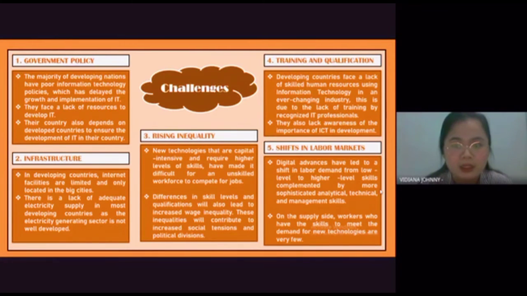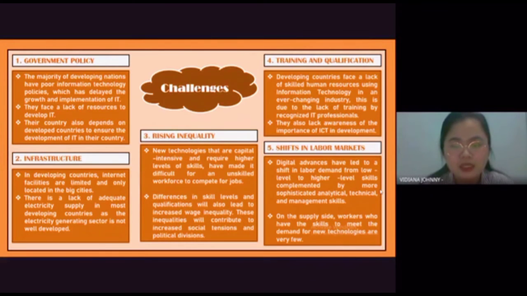Fourthly, training and qualification. Developing countries face a lack of skilled human resources using information technology in an ever-changing industry. This is due to the lack of training by recognized IT professionals. They also lack awareness of the importance of ICT in development.